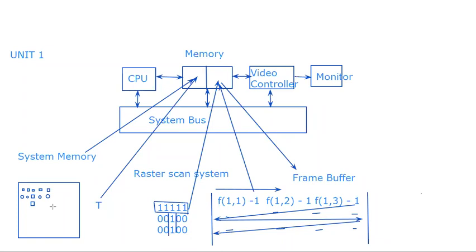So all the square boxes are representing the 1 and all the oval or circular shapes representing the 0. In case of the monitor, all the square boxes will be represented by a white color dot, and all the oval shape or circular pixels will be represented by a black dot. Means you will get a T, and these pixels will be in the white color, and all other pixels will be in black color. So this is how the raster scan system works.